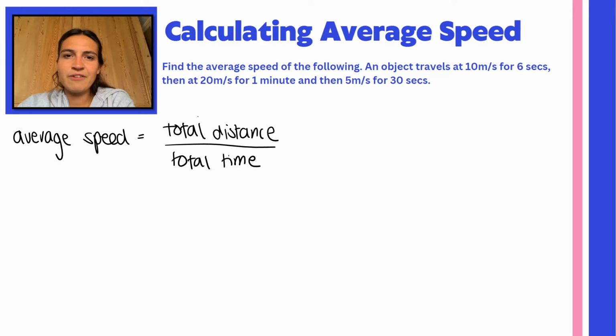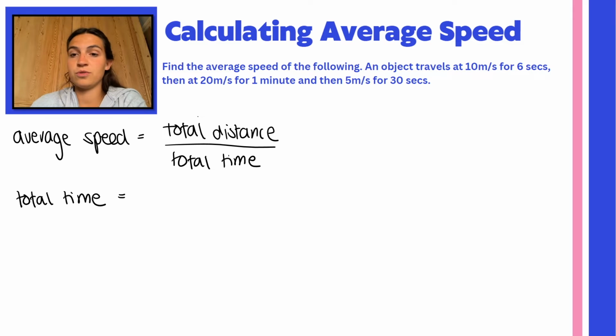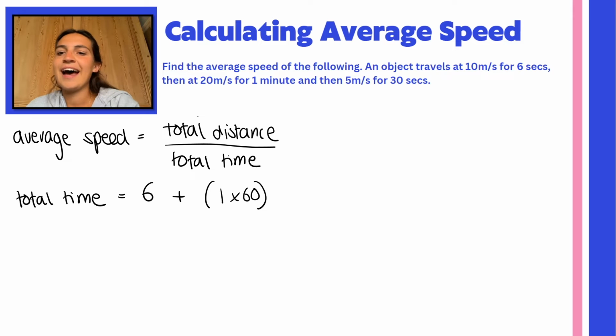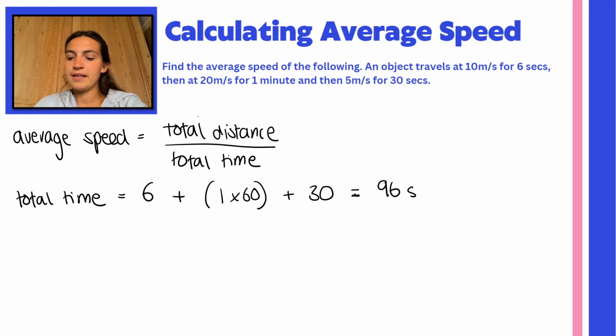So let's try and find that information in my question. So first, my total time. And I've got that 6 seconds. And then I've got that 1 minute. Okay, but I need that to be in seconds. So 1 times 60. And then I've got the final 30 seconds there. Okay, so in total, my time here is 96 seconds.